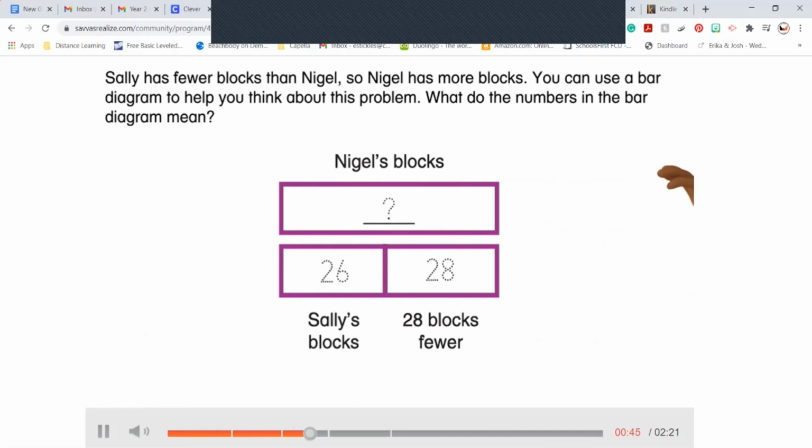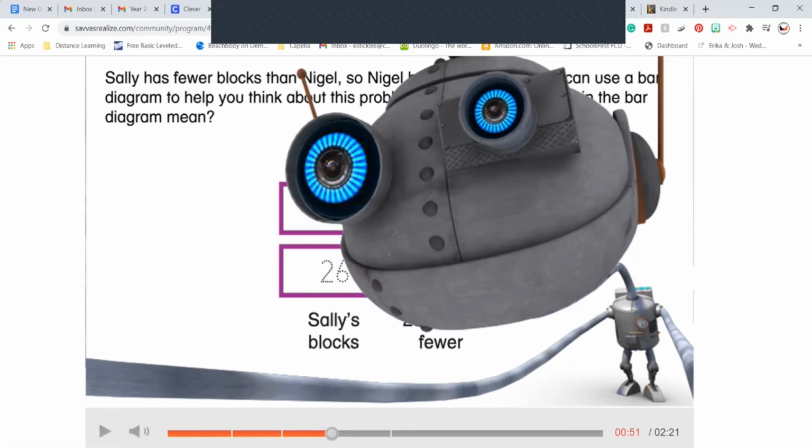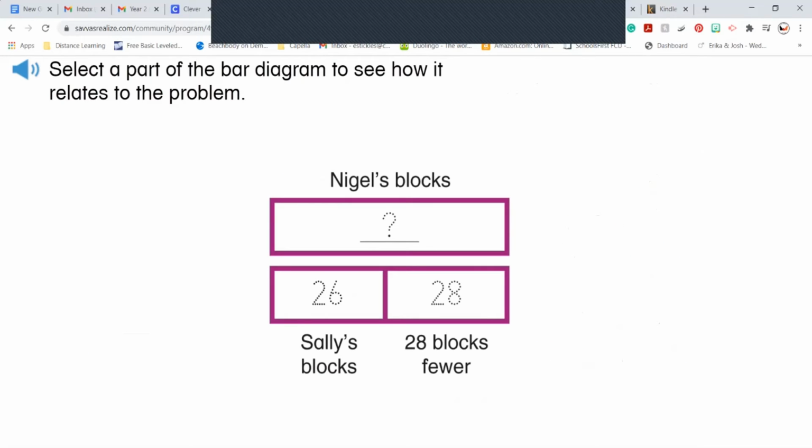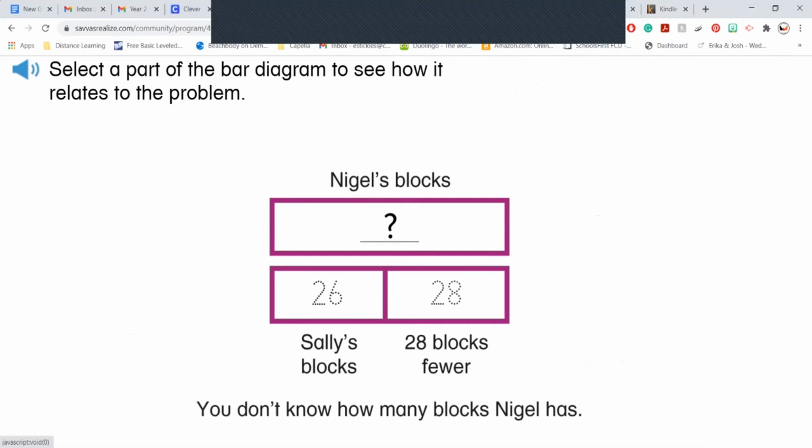You can use a bar diagram to help you think about this problem. What do the numbers in the bar diagram mean? Let's try it out. It says select a part of the bar diagram to see how it relates to the problem. So let's do this question mark, Nigel's blocks. You don't know how many blocks Nigel has. And that's why we have a question mark.